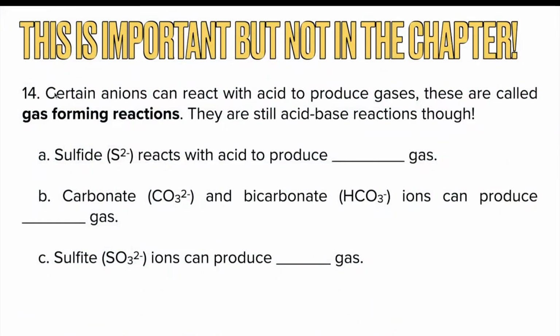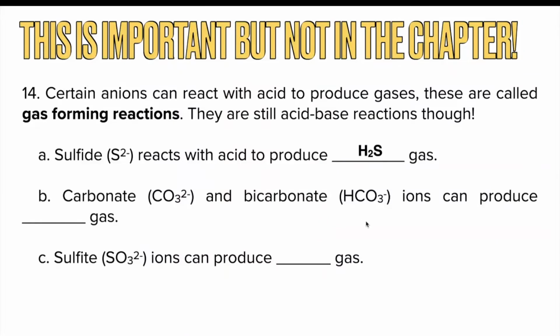So last but certainly not least, certain anions can react with acid to produce gases. We call these gas-forming reactions, but they're still really acid-base reactions. So anytime you see sulfides, like, pick a cation, pair it up with sulfide, you can end up making a particular type of gas. And so that would be hydrogen sulfide gas. So a lot of times when you see sulfides mixed with acid, just know you're going to produce H2S gas in your reaction.